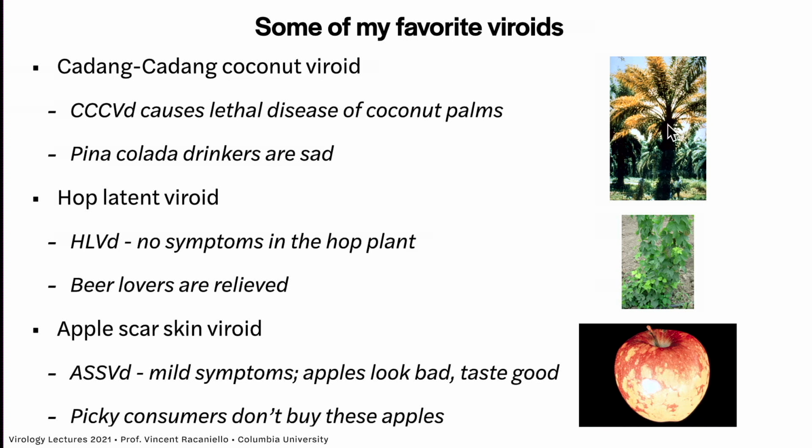Now, on the other hand, the hop latent viroid is no symptoms in the hop plant. And of course, beer lovers are relieved because these plants are fine, even though they have this viroid. And finally, the apple scar skin viroid makes apples look like this. The apples are fine. They taste great, but people don't want to buy them. If you saw this in a supermarket, you probably wouldn't buy it, right? But if you do in the future, now you know it's okay. It's just a viroid, and it's not going to hurt you, of course. It'll just pass through you.